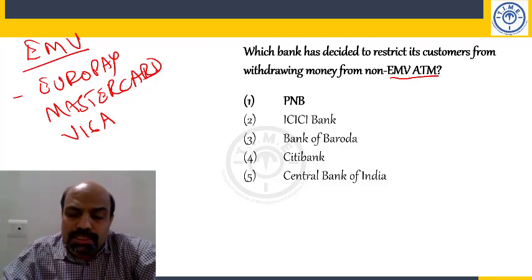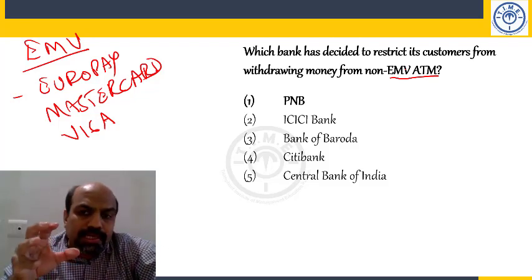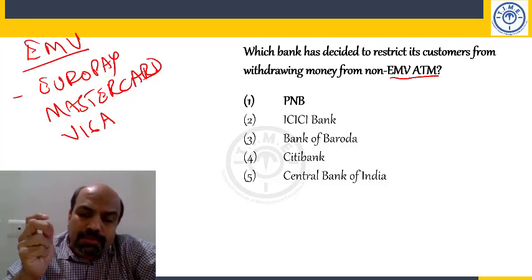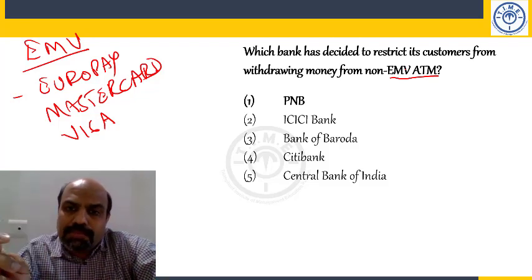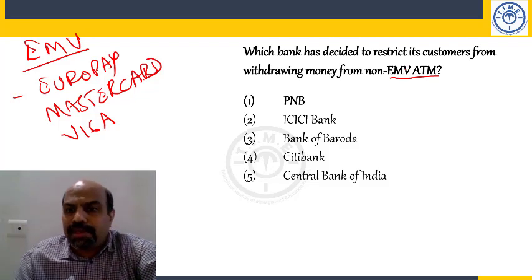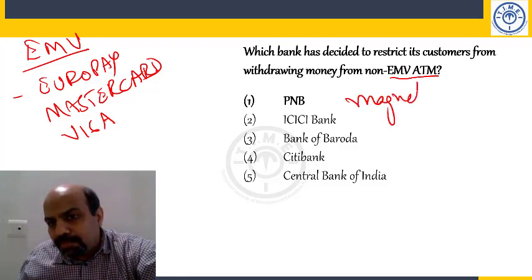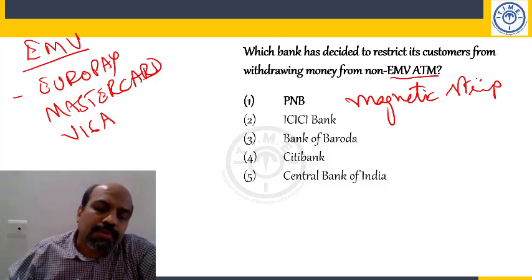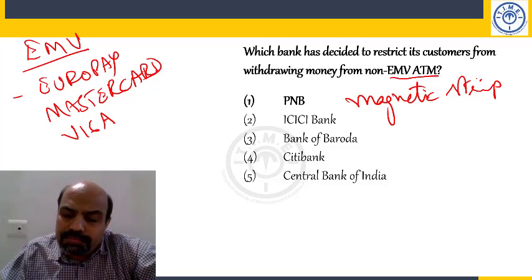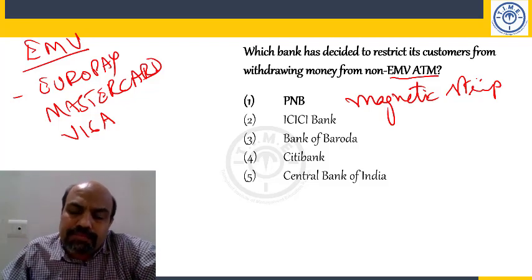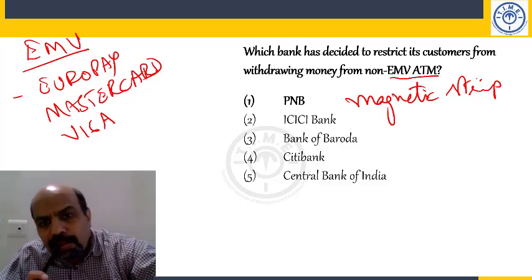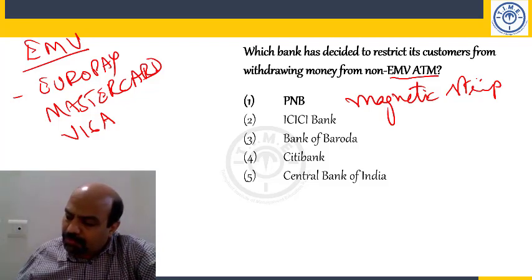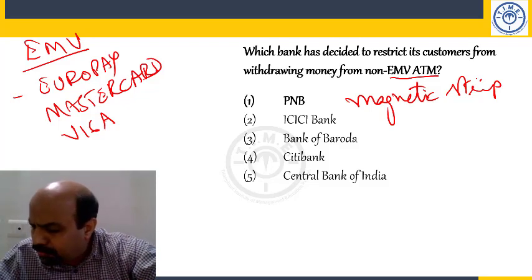Dash. Uses a smart chip instead of a magnetic strip to read and store data, to process a transaction. So that's how it is.